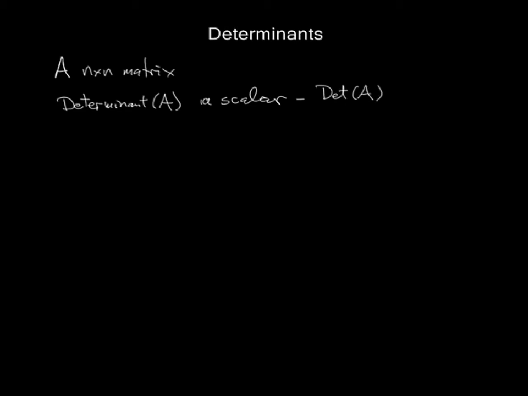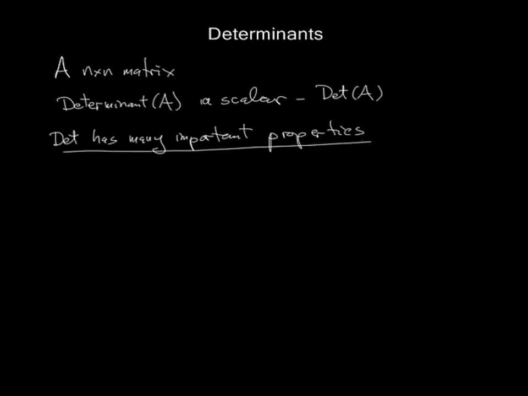Okay, let's go fairly quickly through the theory of determinants. We're given an n by n matrix A, and the determinant of it, of course, is a scalar. And the function which takes a matrix to its determinant is a very important function. It has a number of important and useful properties. I'm going to mention a few of them here and then go through the fundamentals.